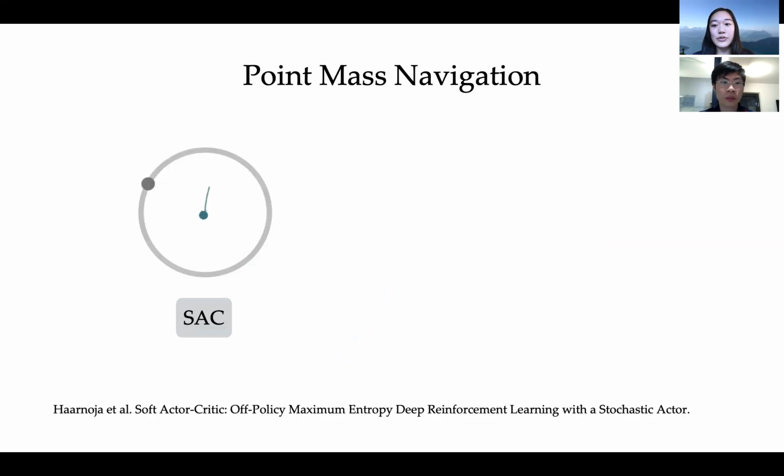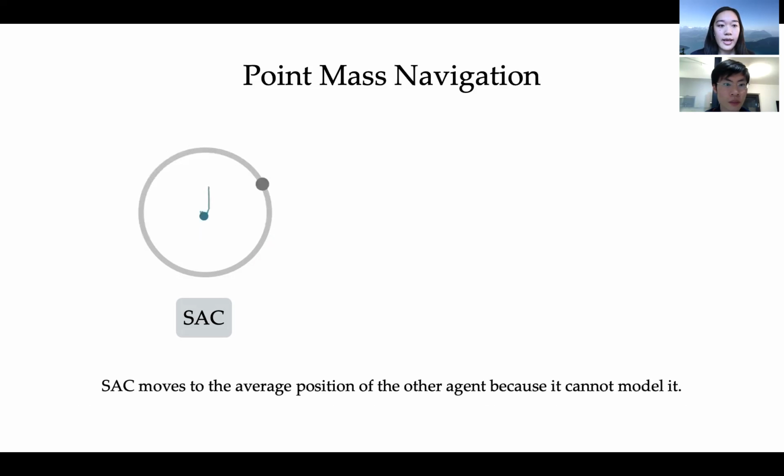Here we visualize the trajectories taken by the ego agent in teal, where the filled-in teal circle represents the final position of the agent, and each frame corresponds to a single interaction. This first policy is trained with soft actor critic, which is a standard reinforcement learning algorithm that doesn't model the other agent. As you can see, at convergence this policy moves to the center of the circle in each interaction. That's because without any knowledge of or any mechanism to actually infer where the other agent is, the center of the circle is where it essentially receives the highest reward.